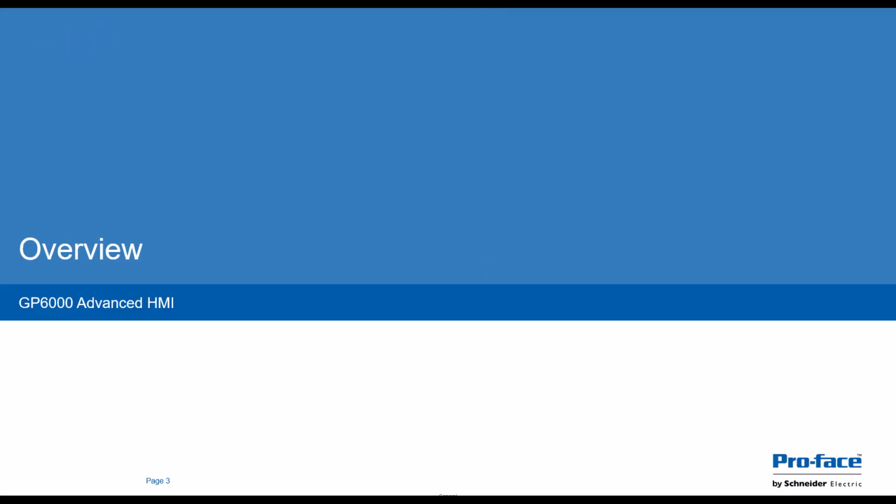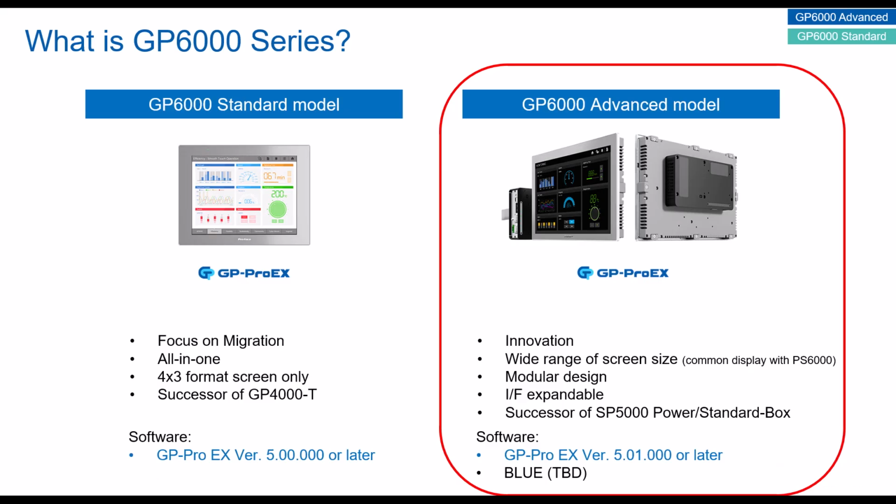Okay, getting into an overview of the GP6000 Advanced HMI. So what is the GP6000? Previously we discussed the GP6000 standard models, right? So in this webinar we're going to focus on the GP6000 advanced models, highlighted here in red. Wide range of screen sizes. It has modular design. It has an interface module, so it's expandable, and it's the successor of the SP5000 Power and Standard boxes, and currently is supported in GP Pro EX version 5.01 or later.